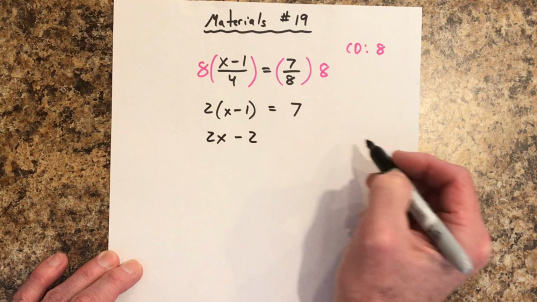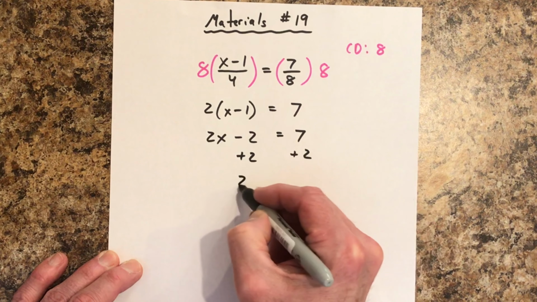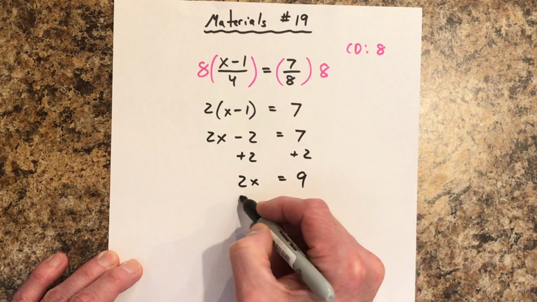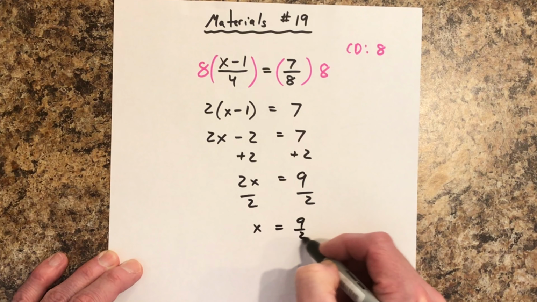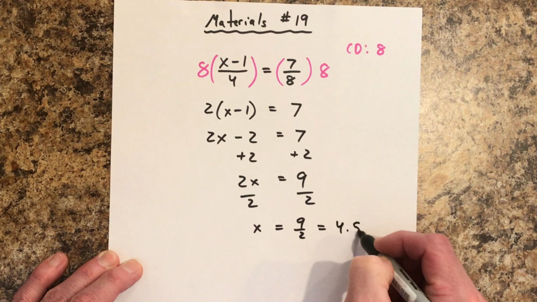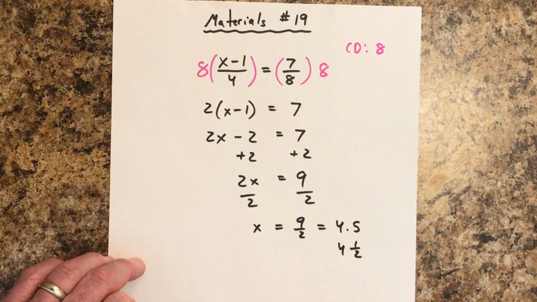Distributing the 2. Add 2 to both sides. And divide by 2. 9/2 can be written many ways, including 4.5. Leaving it 9/2 is just fine as well.